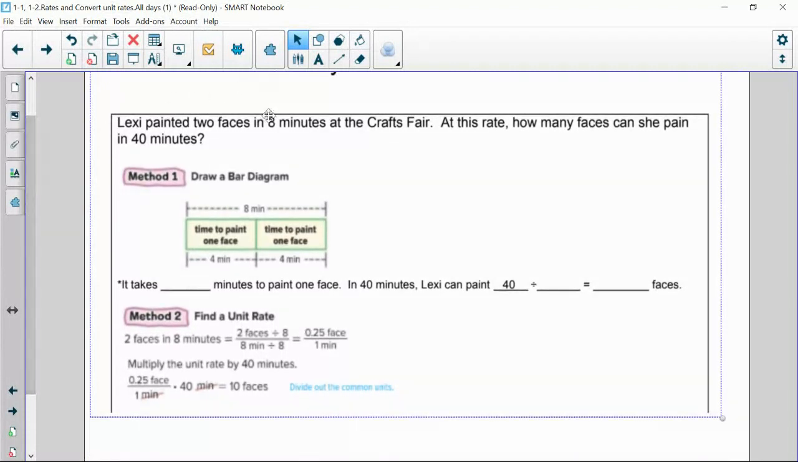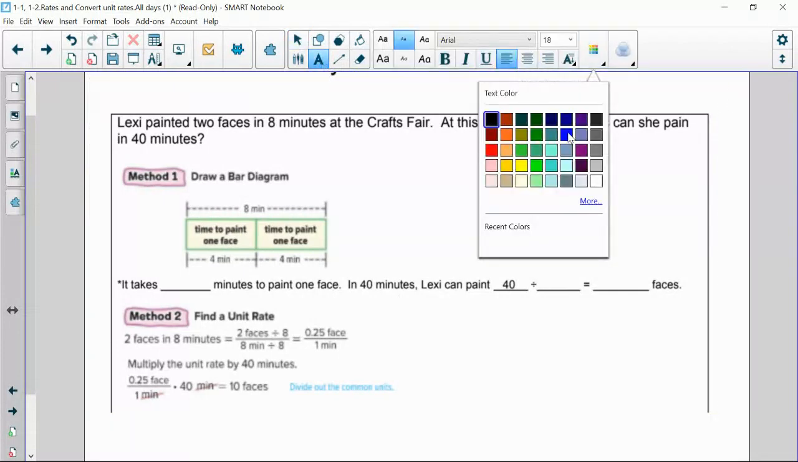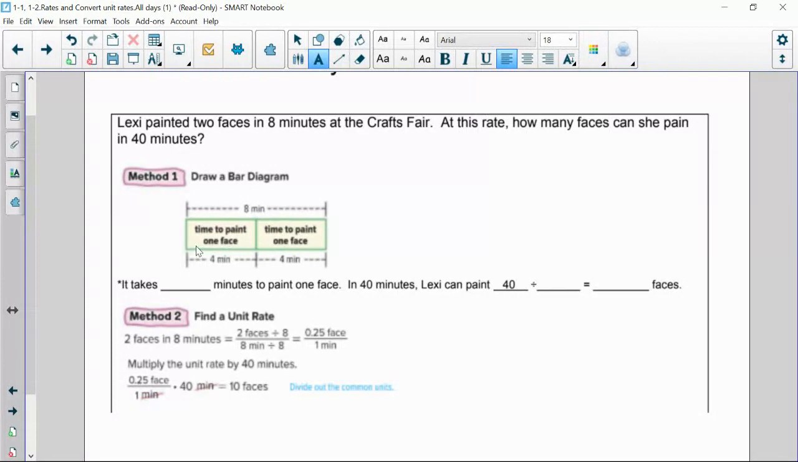Okay, so Lexi painted 2 faces in 8 minutes at a crafts fair. At this rate, how many faces can she paint in 40 minutes? All right, so if she did 2 in 8 minutes, we need to figure out how many she can do. It takes how many minutes to paint one? Well, if she did 2 in 8, what's half of 8? Or 4 minutes. So we know 4 minutes to paint one face.